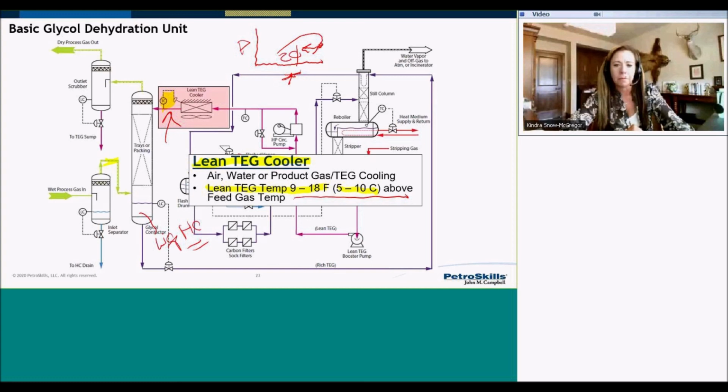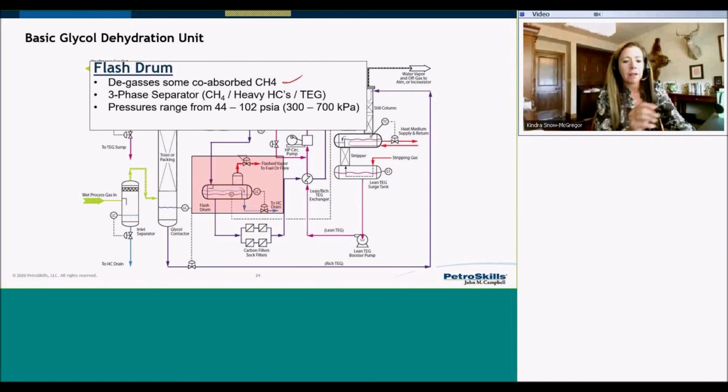Notice here's my flash drum, and I talked about how the primary purpose is to degas some of the co-adsorbed methane. Typical pressure ranges on this guy might be 44 to 102 PSIA or 300 to 700 KPA. Generally, we design the flash drum to be able to get into the fuel gas system because we prefer using that gas as a fuel rather than sending it off to flare.